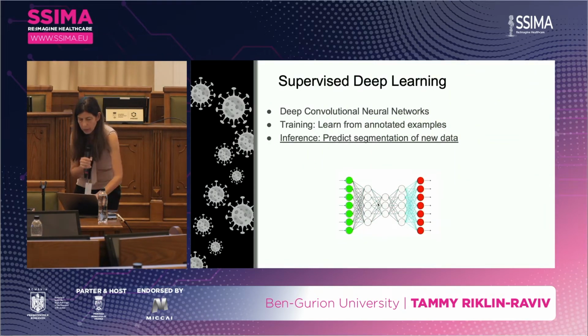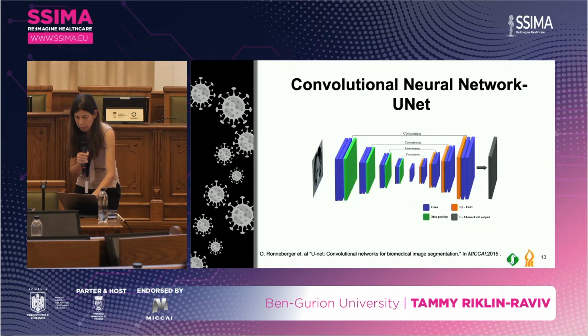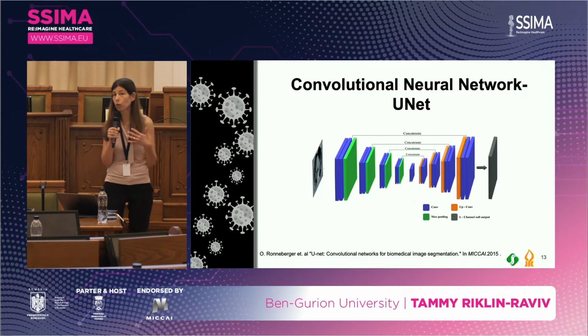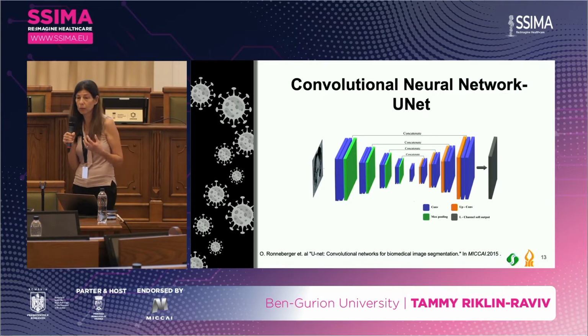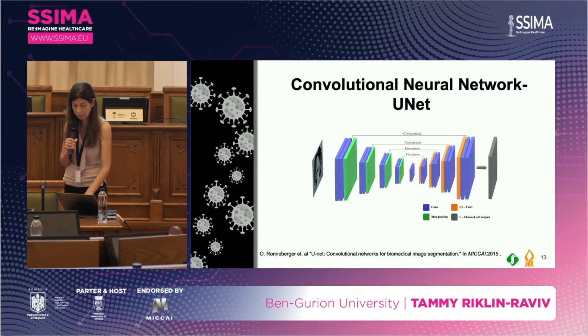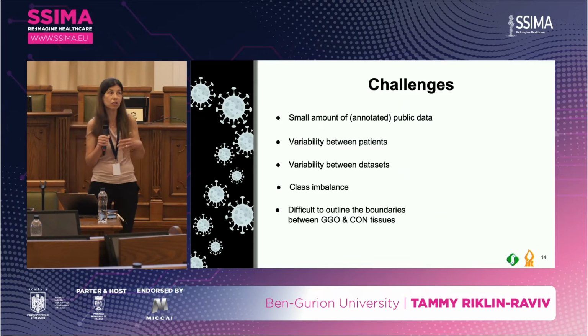Okay, during inference, as usual, the network sees unseen data and provides a prediction. We use the U-Net. It was proposed by Ronneberger a few years ago, and we found it very useful. We use 2D data, although our CT is volumetric, because we only have single annotated slices. And by doing so, we address the challenges.